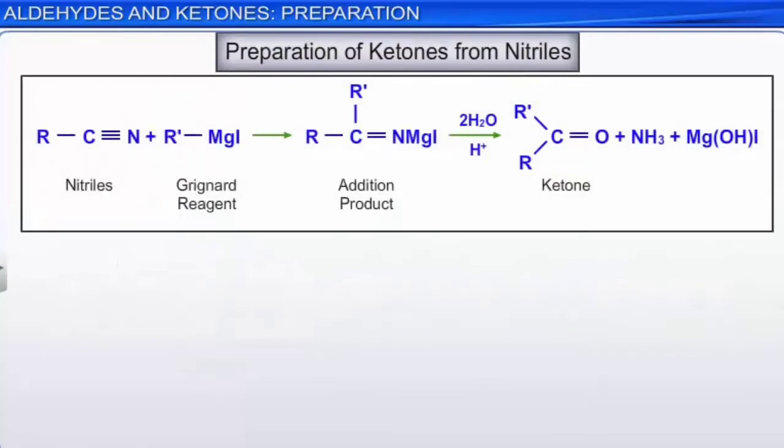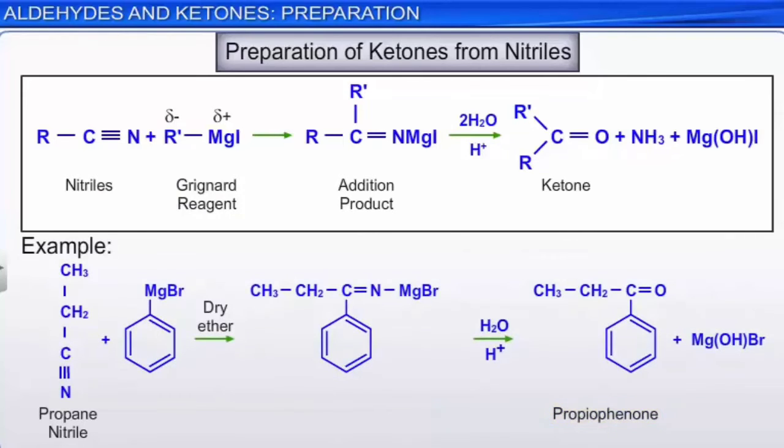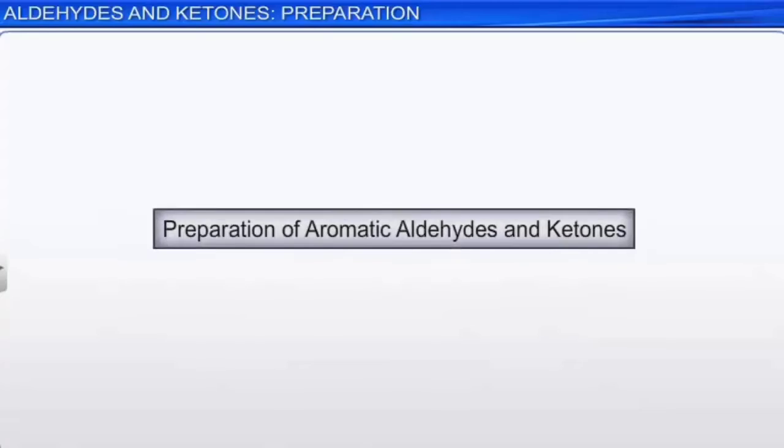Ketones, on the other hand, can be prepared by treating a nitrile with the Grignard reagent followed by hydrolysis. For example, propiophenone can be prepared by treating propane nitrile with phenyl magnesium bromide in ether followed by hydrolysis. Let us now look at the preparation of aromatic aldehydes and ketones.